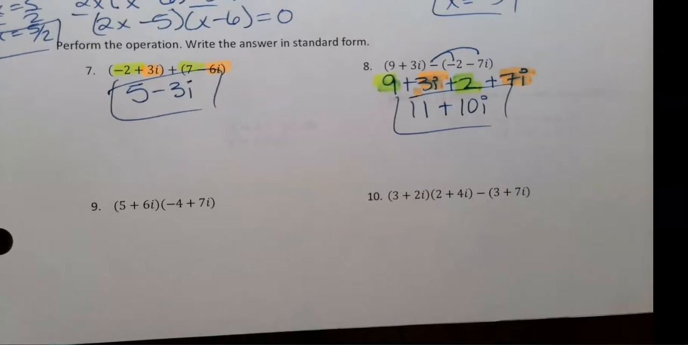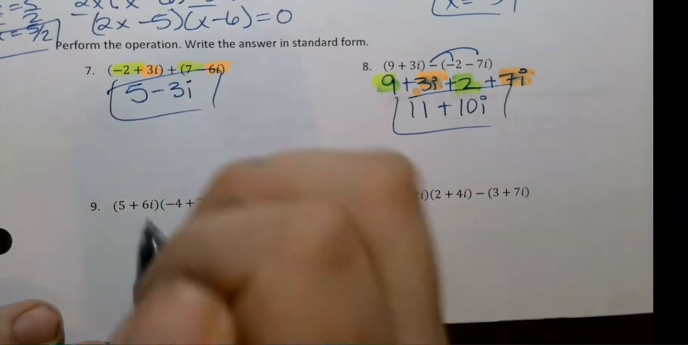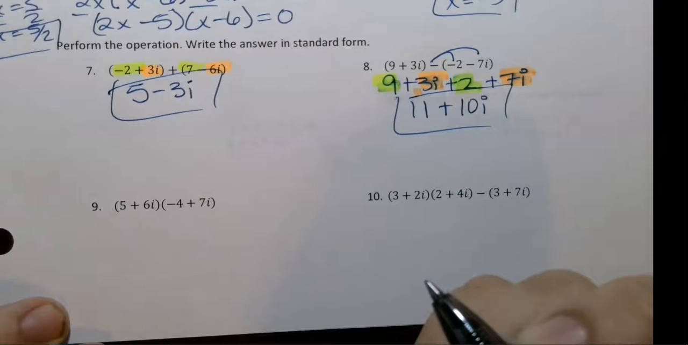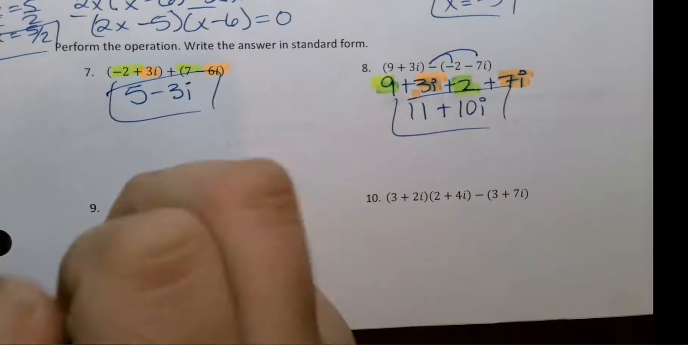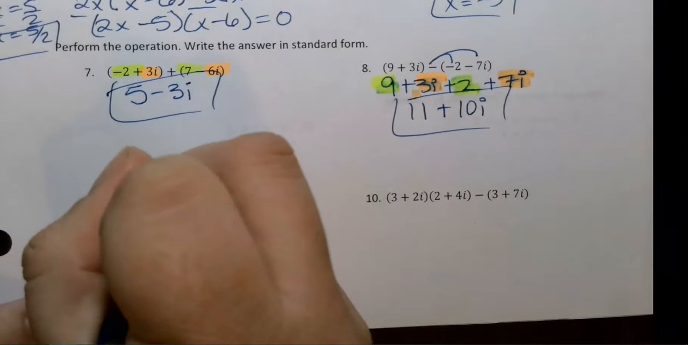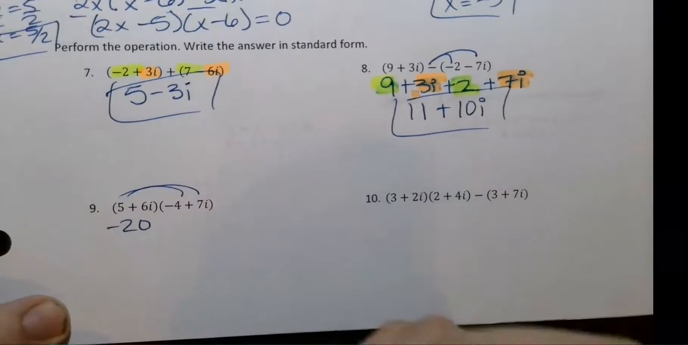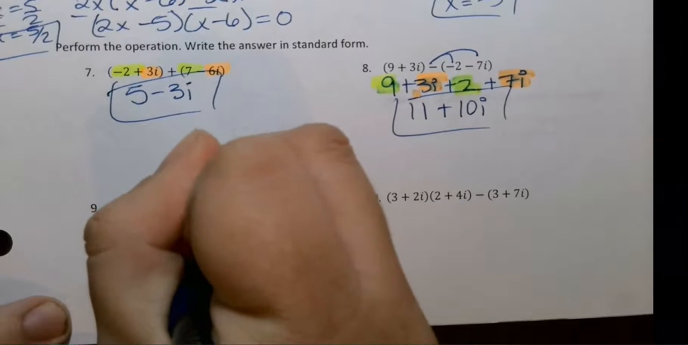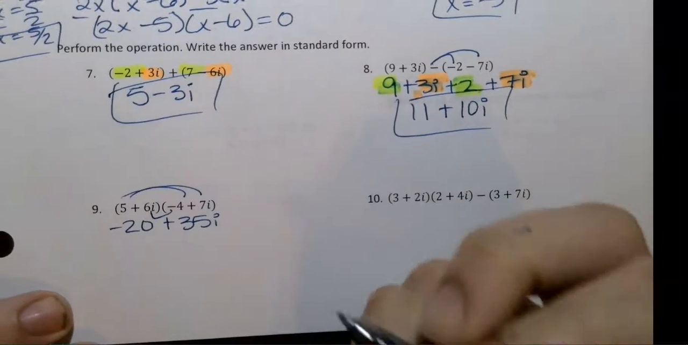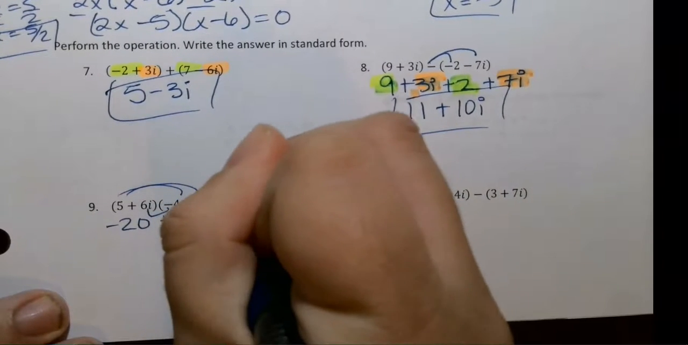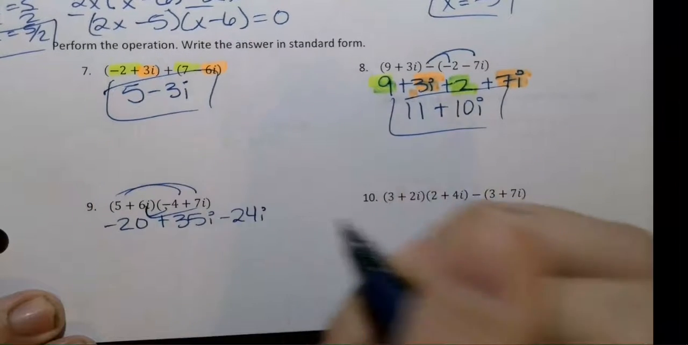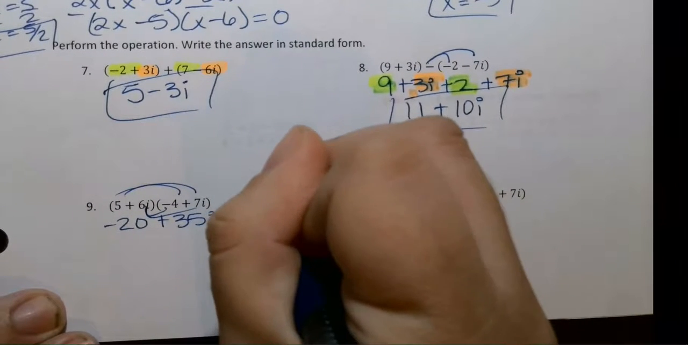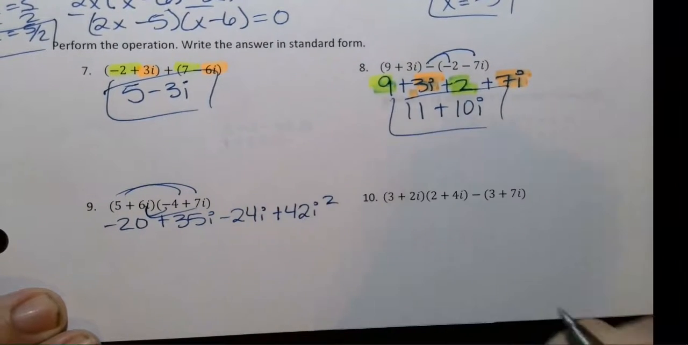For number 9, I need to go ahead and multiply these two together. So this is going to work just like foiling. 5 times negative 4 gives me negative 20. 5 times 7i gives me 35i. 6i times negative 4 gives me negative 24i. 6i times 7i gives me 42i squared.